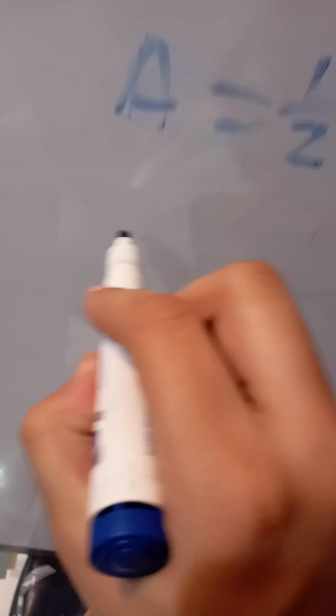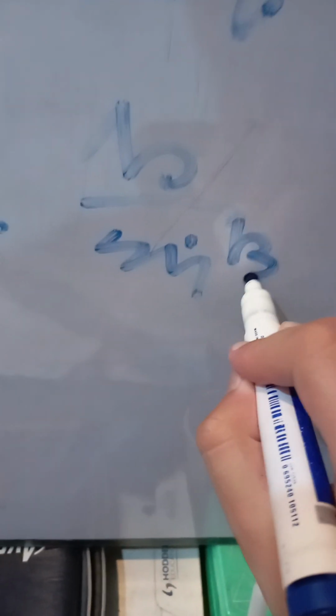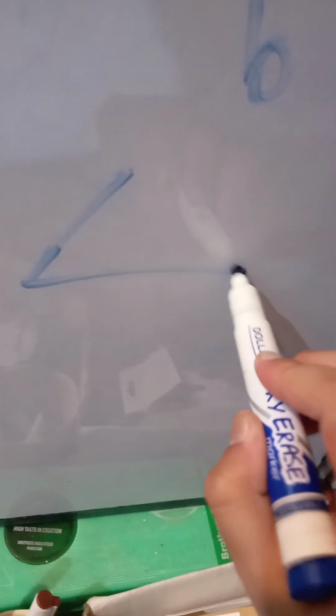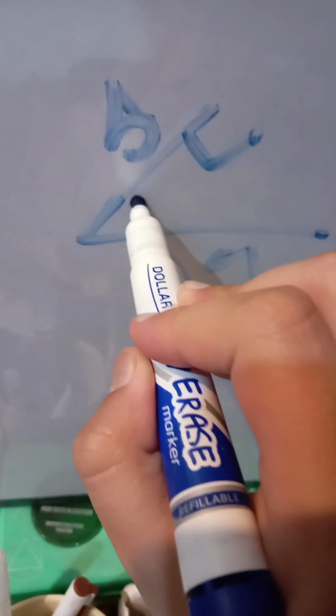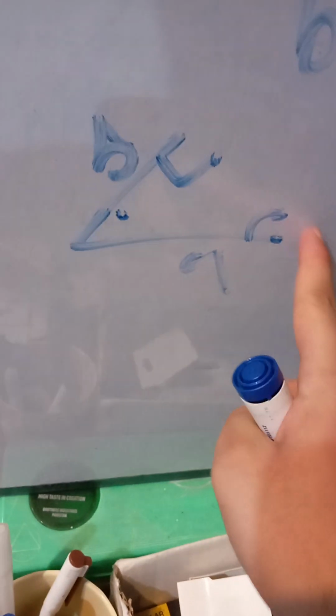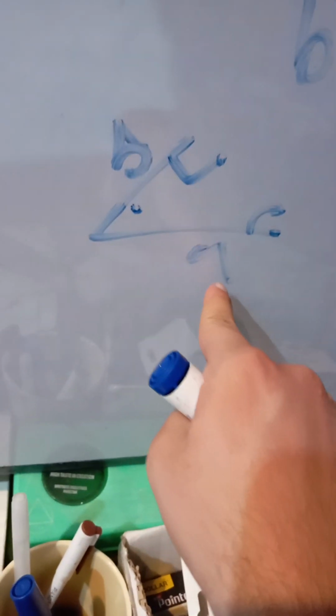For the sine rule, it is a over sine of A is equal to b over sine of B. How does this work? This is only if you have this condition: side a, side b, this angle, and this angle. Angle B corresponds to side b, angle A corresponds to side a. This is only for when you have one length missing or one angle missing. This is used to find the angle or a length.